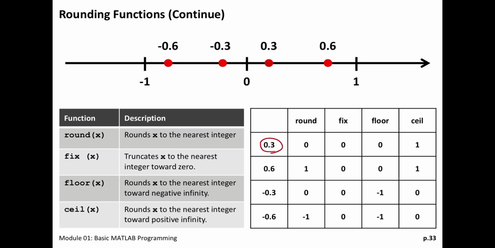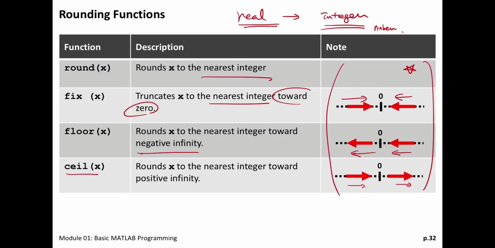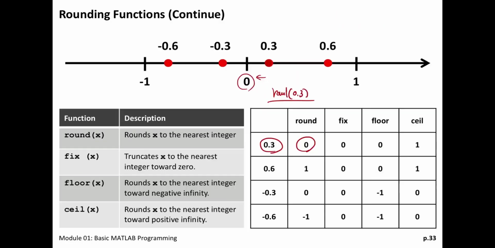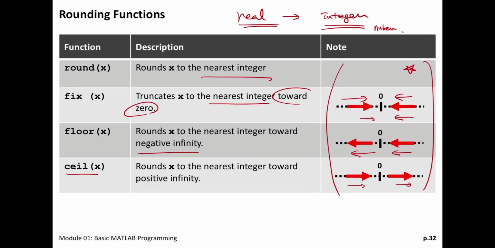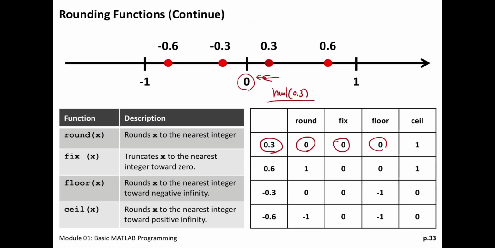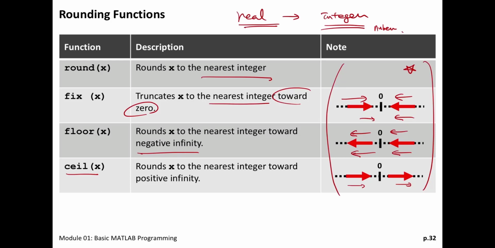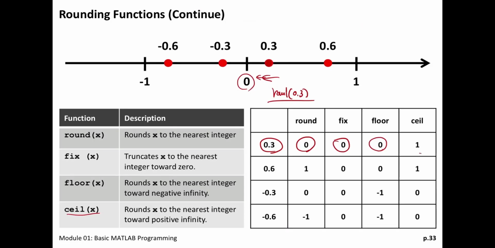0.3 is placed here. So round 0.3, the nearest integer is 1, right? Oh no, 0, right? Nearest integer. Fix is toward the 0. That's why it's 0, right? Toward the 0. Floor is toward negative infinity. That's why it's 0 as well. Ceil is toward positive infinity. That's why 1.